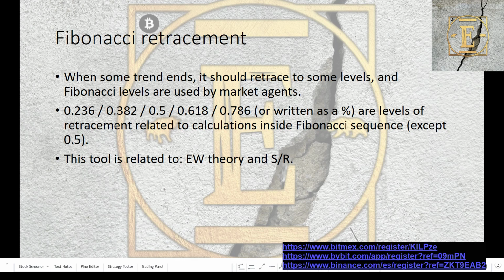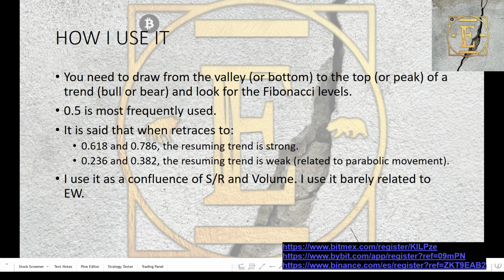Okay, this tool is related, mostly the traders relate it to the Elliott wave theory that I'm not going to review, and the support and resistance levels that we reviewed in the past in another live. Okay, so how I use the Fibo levels.